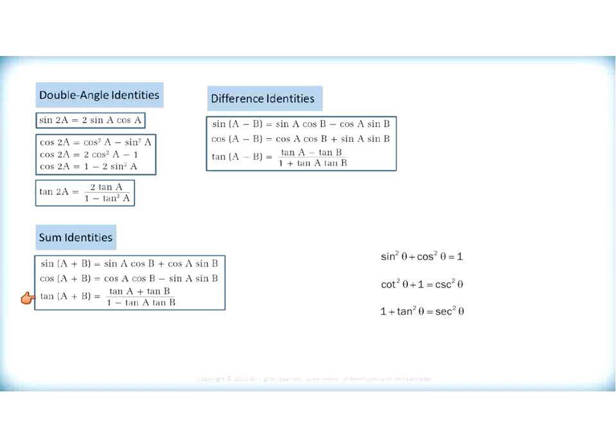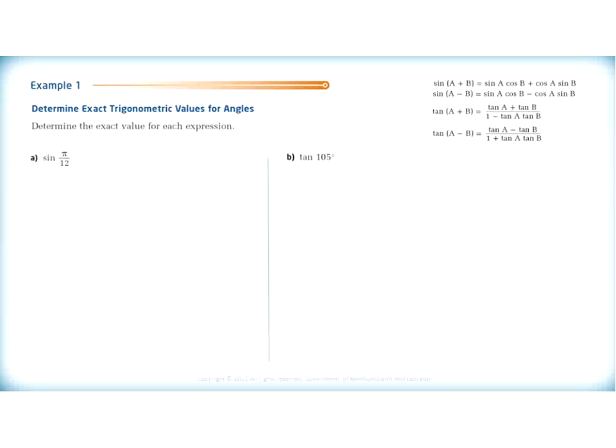Let's start applying these to examples like you see here. Determine the exact trig values for angles. So, for example, determine the exact value for each. The sine of pi over 12. If I want to determine the exact value, very important word here, determine the exact value of the sine of pi over 12. Well, first of all, I'm not 100% sure of what pi over 12 is.